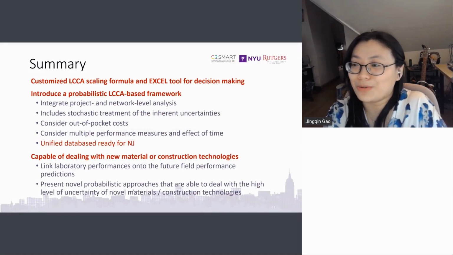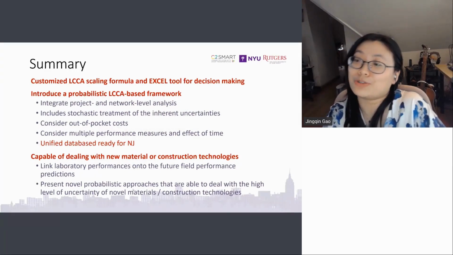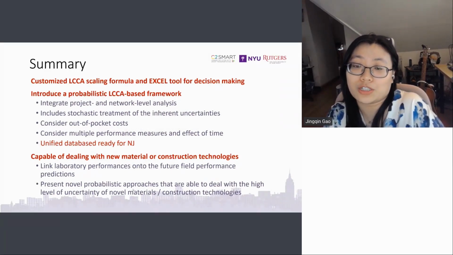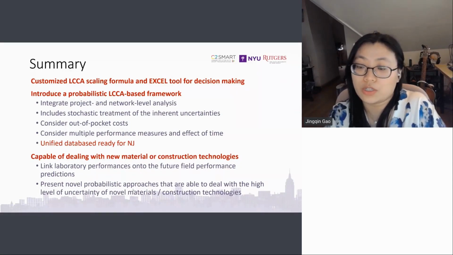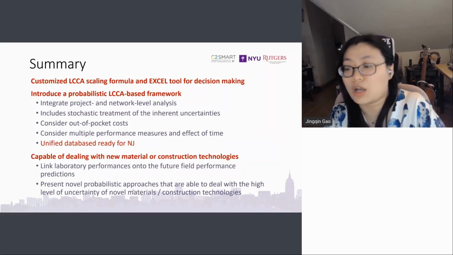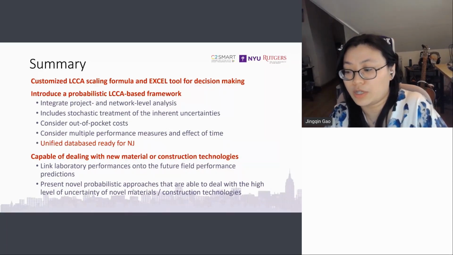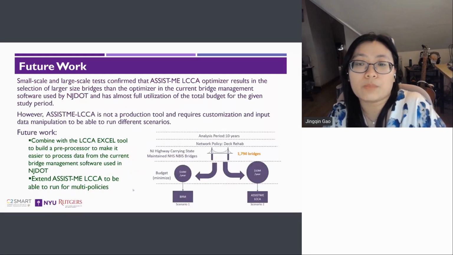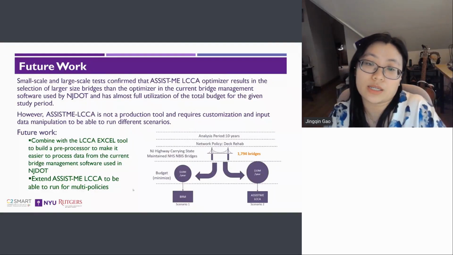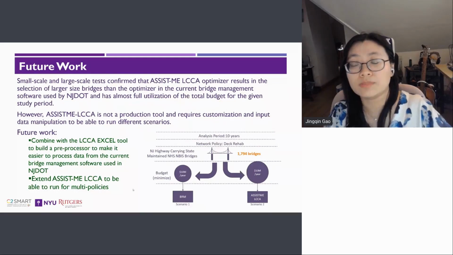And just to wrap up what I've been talking about, we present a customized LCC scaling formula and the Excel tool for decision making. We also introduced this probabilistic LCCA-based framework, which is capable of dealing with new material or construction technologies, and also presents a probabilistic approach that is able to deal with the high level of uncertainty of novel material and construction technology. We did a validation of the Sesame LCCA optimizer and compared it with the results of the current bridge management software used by DOT.